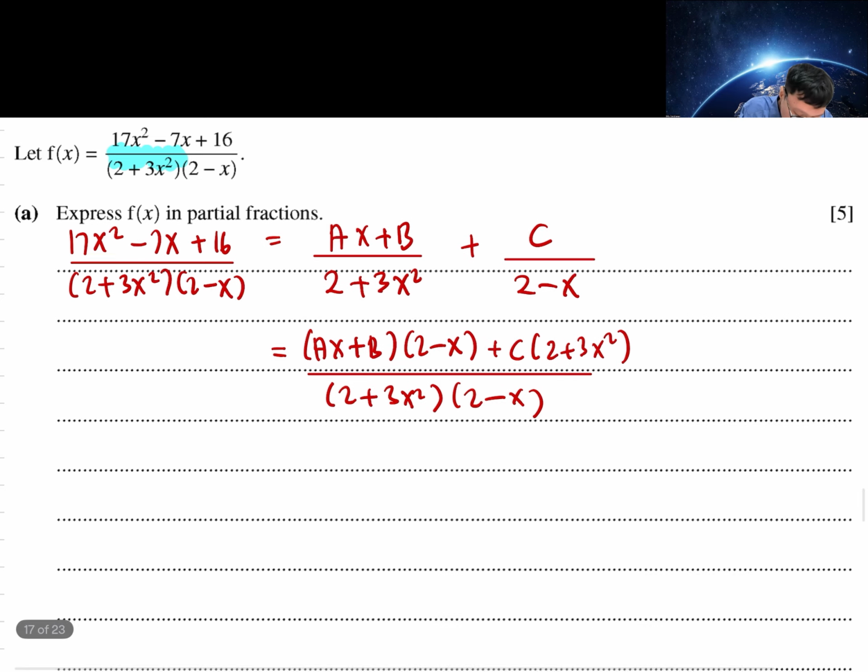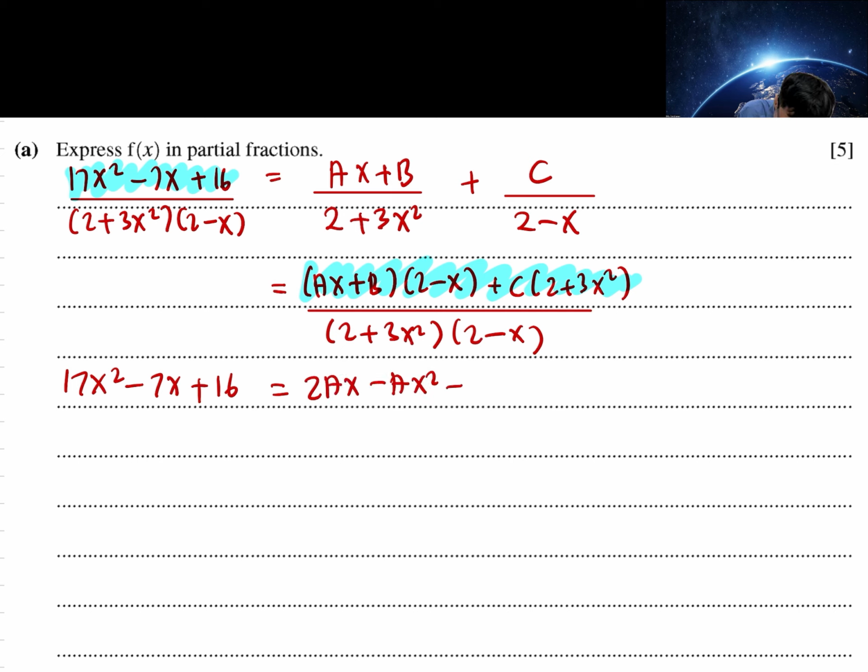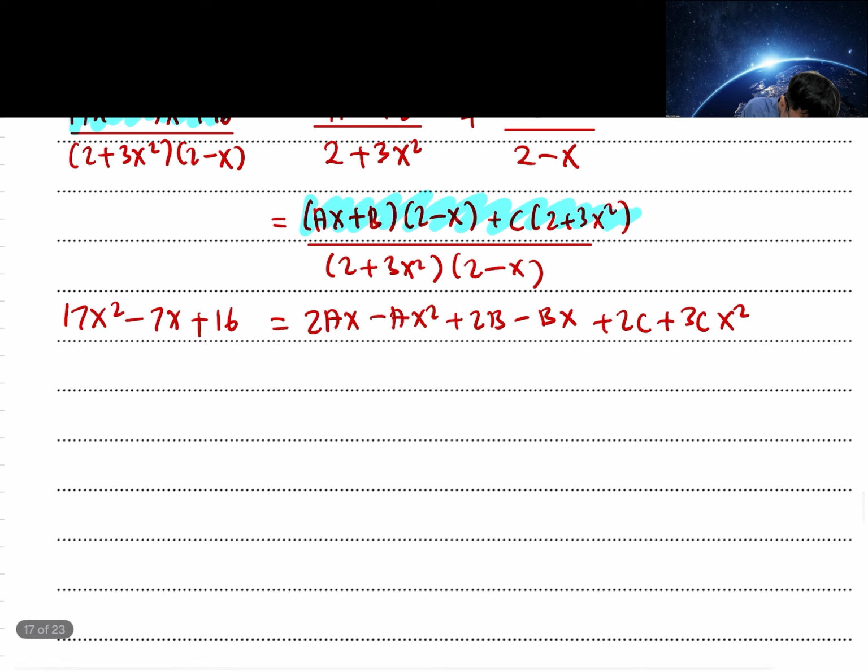So now we can combine, and once again we can compare. So I have 17x squared minus 7x plus 16 equals, this one we can expand: 2ax minus ax squared plus 2b minus bx plus 2c plus 3cx squared. Oh, we just focus on the numerator.